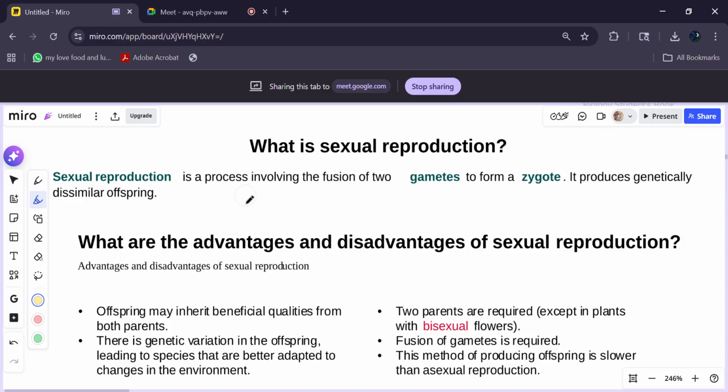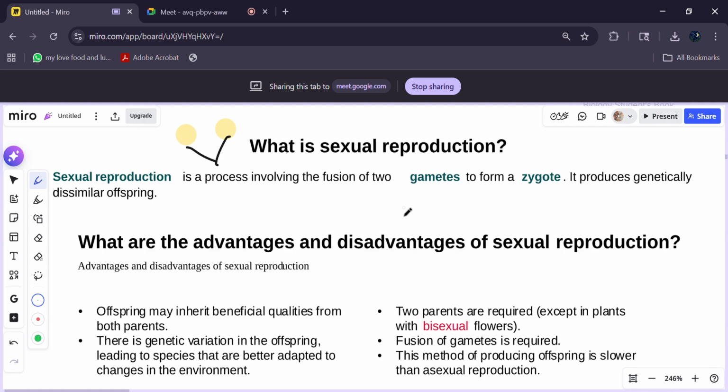It needs two parents and two gametes to form a zygote, and it produces genetically dissimilar offspring. And unlike asexual reproduction, it needs two parents, and it's quite slow compared to asexual reproduction. And also to note that asexual reproduction does not need reproductive cells, and it uses the process of mitosis to produce an offspring.